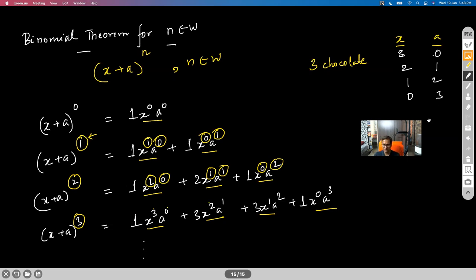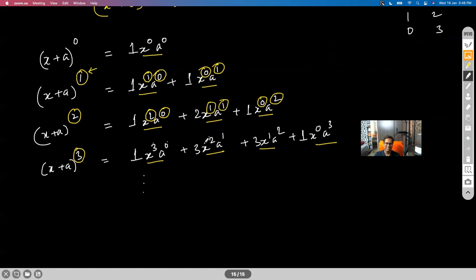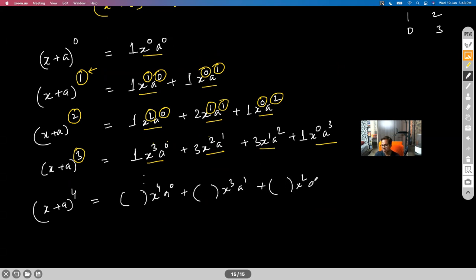So thanks to this particular observation, at least now, if I have to write a further expansion, let's say (x plus a) to the power 4, I can say there'll be something x to the power 4, a to the power 0; something x to the power 3, a to the power 1; something x to the power 2, a to the power 2; something x to the power 1, a to the power 3; and something x to the power 0, a to the power 4.